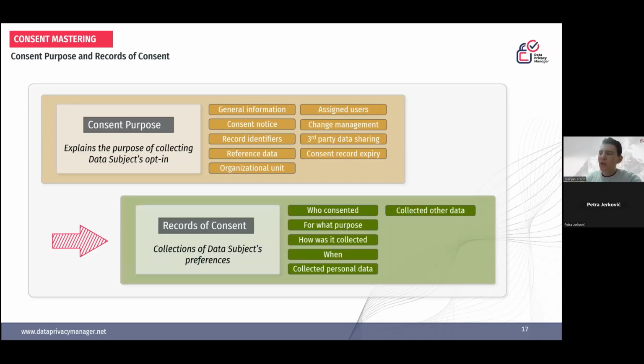And then we have records of consent, which are collections of data subjects' preferences. So for each transaction, we have information about who consented, why, so for what purpose, what is the ICF they have read and signed, consented to, how was it collected, what is the channel of collection, when that happened. If there are personal data, if there are healthcare data that need to be stored in DPM, then they will be stored as a part of the record of consent. If there is any other data, so like I said, the model is fully flexible, so anything you need later on, you can store also.